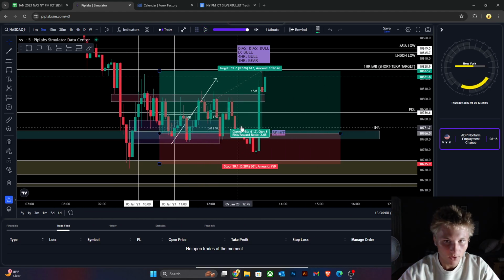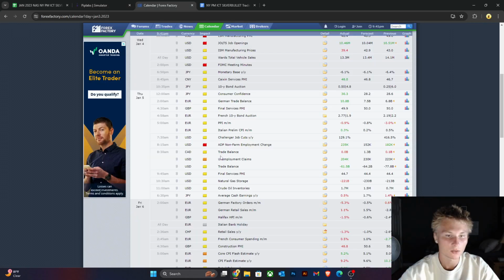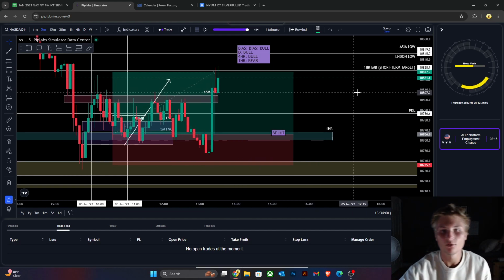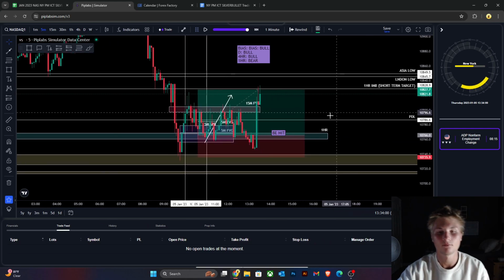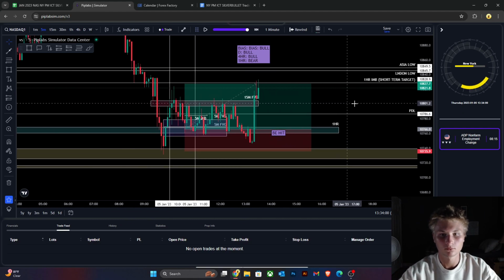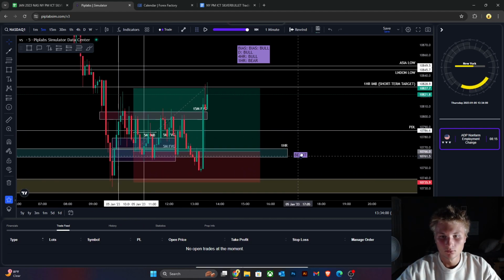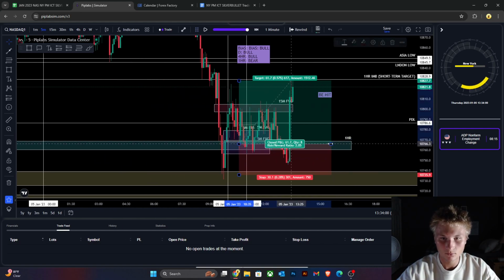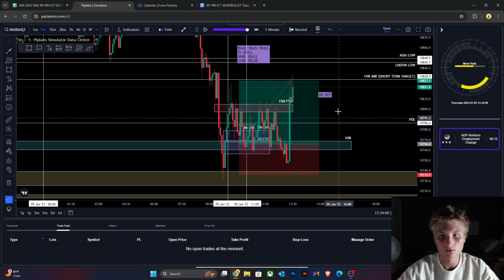But what is this move right here? 13:20. This happened at 1:20. Let's see. Was there any news? Not really. Just looks like it was a sharp move after the lunch hour. But yeah, I'm gonna note this down, what happened here. But bias did play out, but we got hit break even.